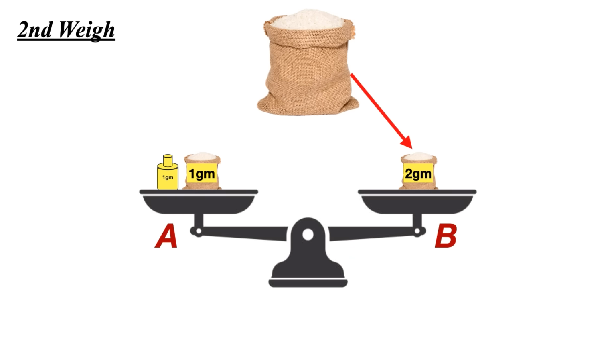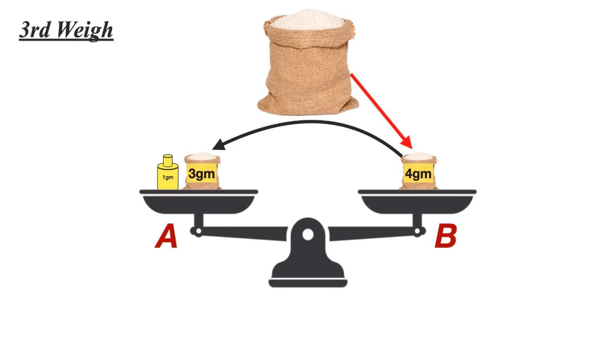In the second way, put 1 gram weight plus 1 gram rice in pan A versus 2 gram rice in pan B. Here the 2 gram rice obtained in the second way is combined with 1 gram rice existing in pan A for the next way. In the third way, put 1 gram weight plus 3 gram rice in pan A versus 4 gram rice in pan B. The 4 gram rice obtained in the third way is combined with 3 gram rice existing in pan A for the next way.